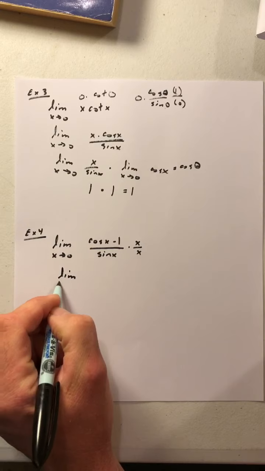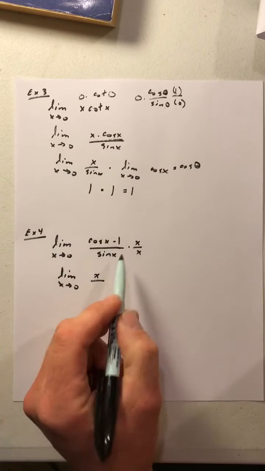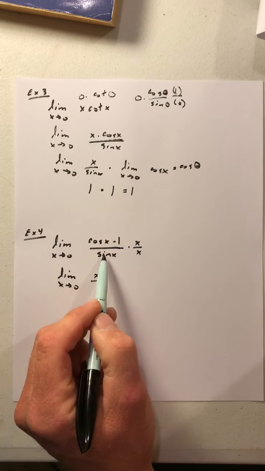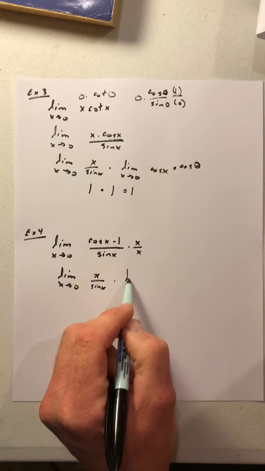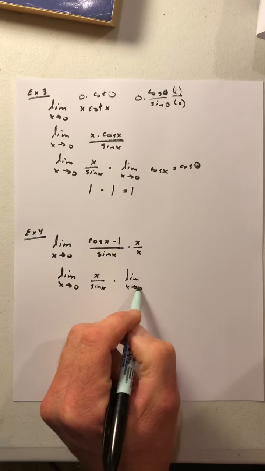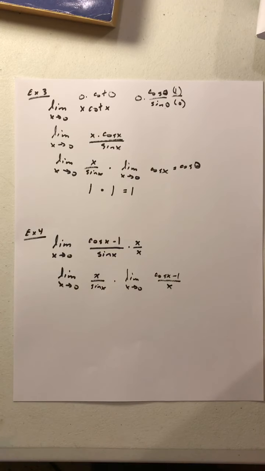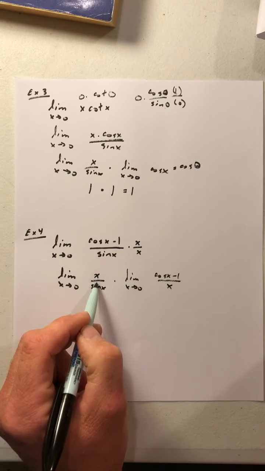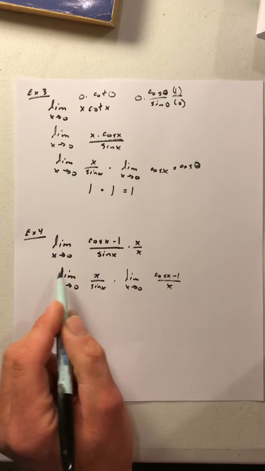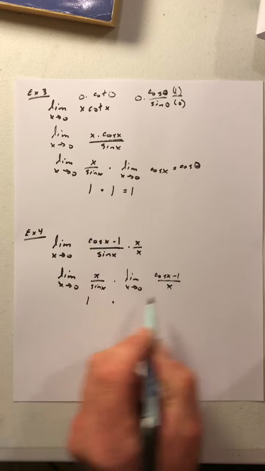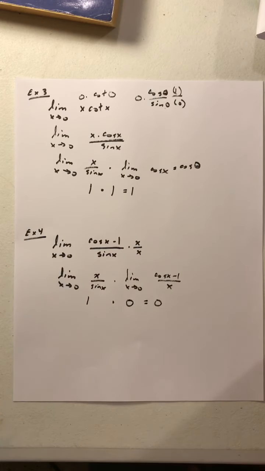So what I'm going to do is I'm going to break this into two functions, or two limits. I'm going to take my x over my sine of x, and to that I'm going to multiply by the limit, as x goes to 0, of the cosine of x minus 1 over x. Because I know this limit by definition, I know this limit by definition. This limit here is going to be 1. This limit over here by definition is 0. And 1 times 0 gives me 0.